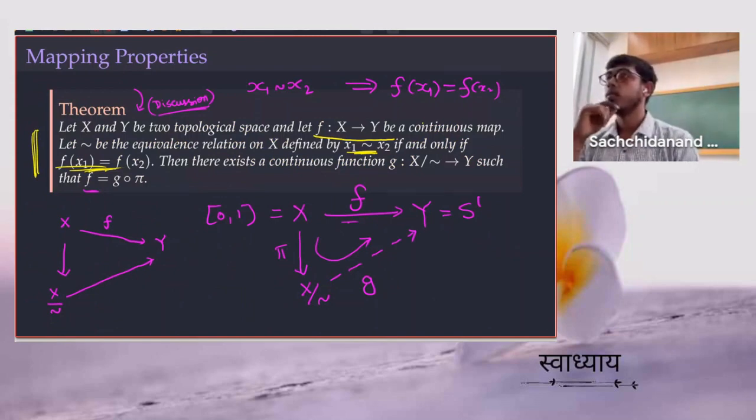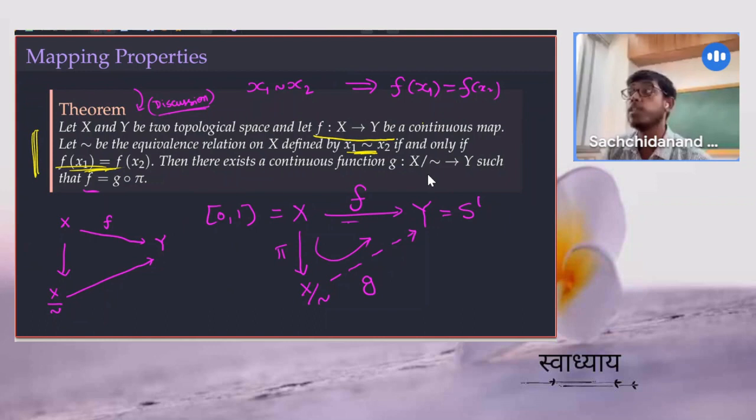So this map G will be a homeomorphism from X tilde to f of x, right? No, in this theorem, this is not a homeomorphism. This is just a continuous map. Yeah, correct. This is just a continuous function. And how do you get it?